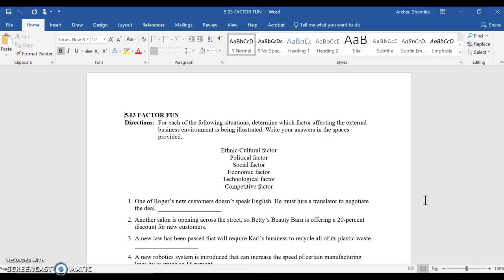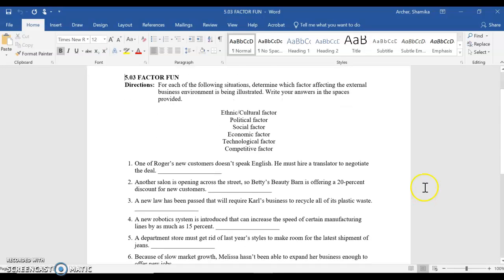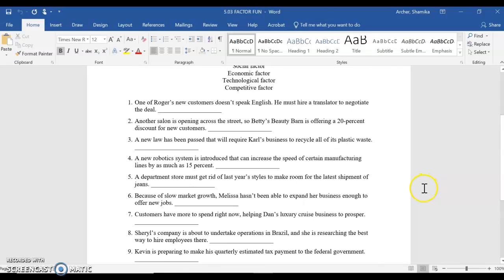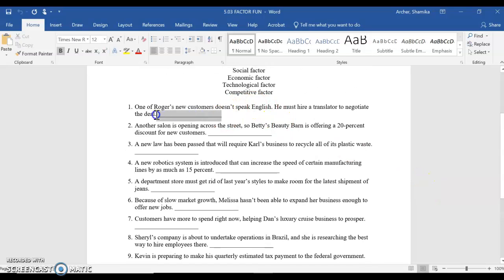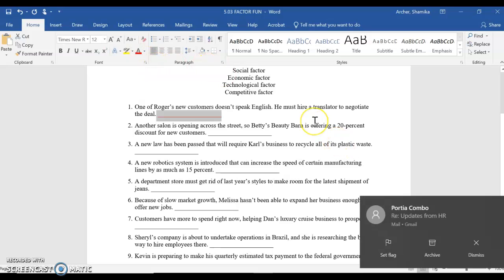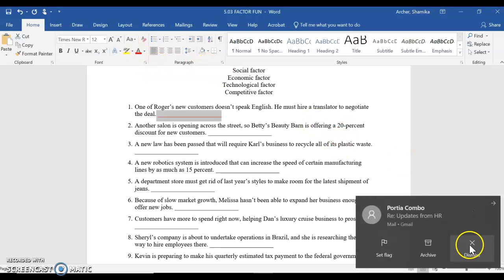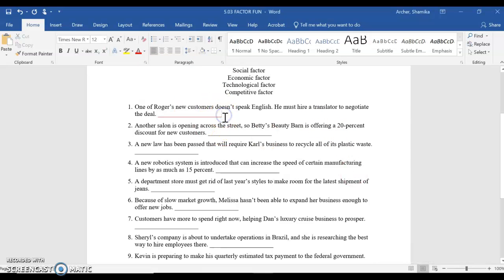So there's 10 questions. I'm going to go through the first 5 with you guys to kind of give you an idea of what we're looking at, and then you can do the remaining 5 on your own. So number 1 states that one of Roger's new customers doesn't speak English. He must hire a translator to negotiate the deal. So that, of course, is an ethnic cultural factor because this person does not speak the same language as Roger.